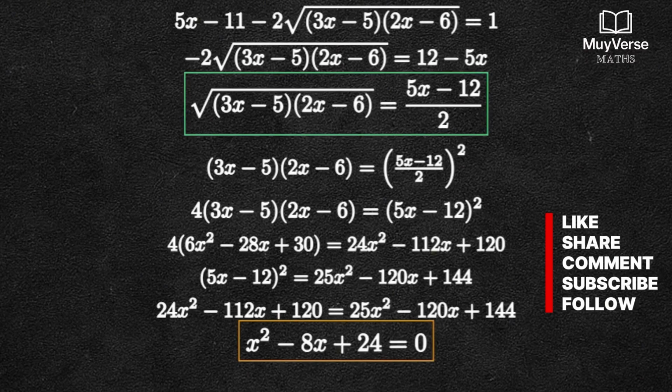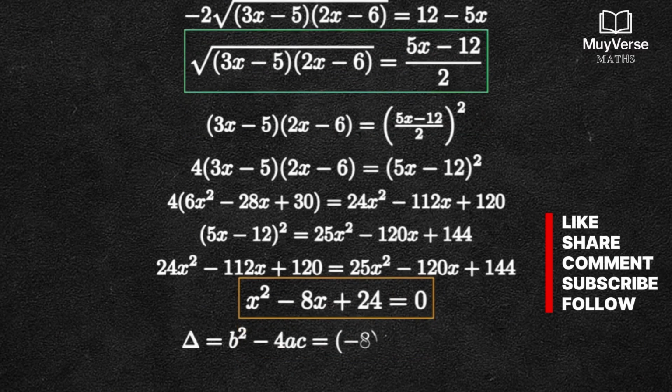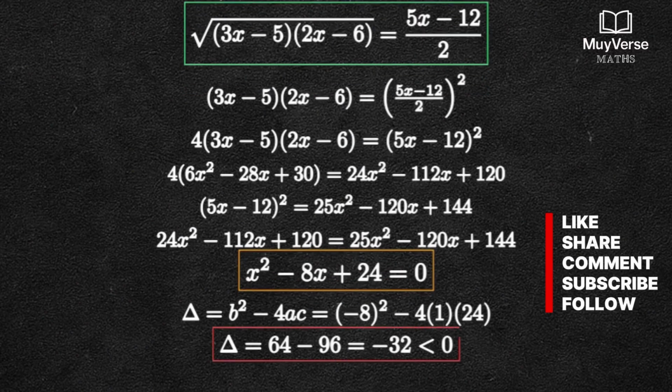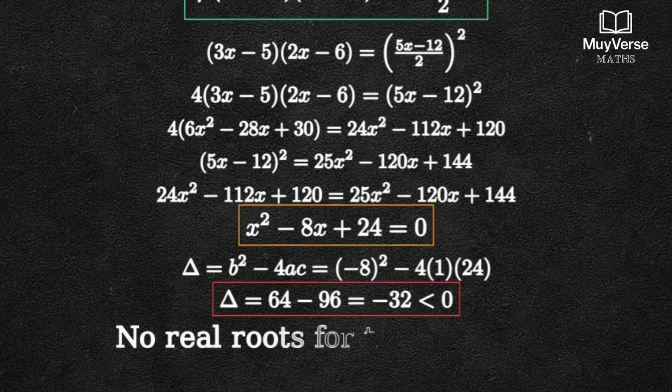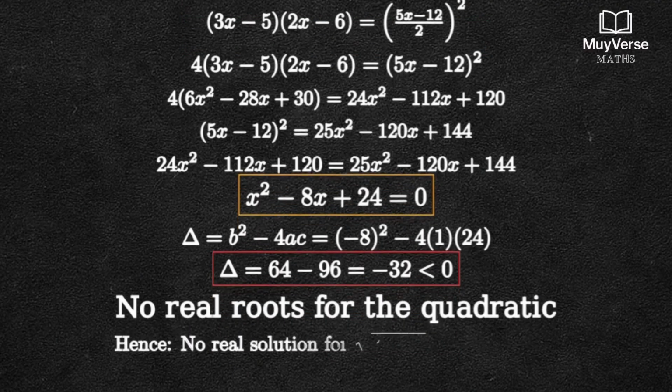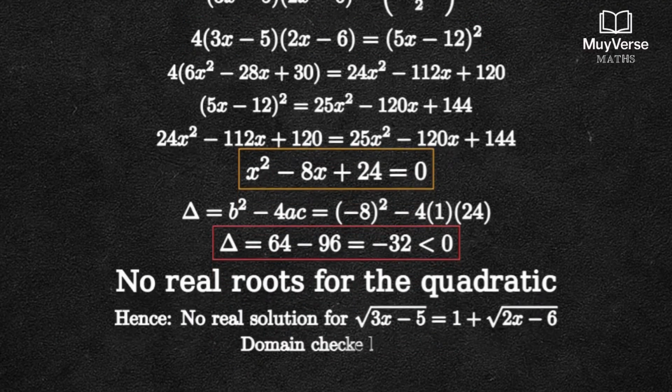Step 4. Use the discriminant. Here a equals 1, b equals negative 8, and c equals 24. The discriminant is b squared minus 4ac. That equals 64 minus 96, which is negative 32, less than 0. Therefore, the quadratic has no real roots, so the original radical equation has no real solution in the domain x greater than or equal to 3.